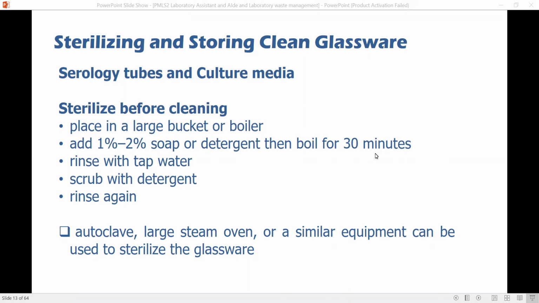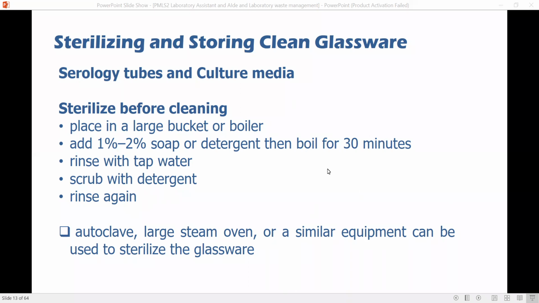But again, for bacteria na mga spore formers, and viruses, mas gusto nila pag talagang autoclave. Kung itong gagamitin mo, boil for 30 minutes, because I want to repeat that not all microorganisms can be killed by boiling for 30 minutes. And then rinse mo na with tap water, scrub with the detergent, and then rinse again. So, ganun lang siya.